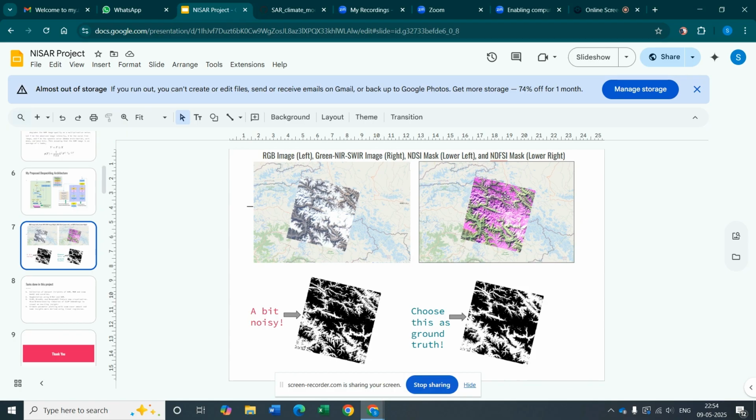And this is the green, NIR and SWIR image. Three bands are there in this image, and from this right side image, I could derive this NDSI and NDFSI masks using the green, NIR and SWIR bands using some formula of fractional difference. But my proposition is to use the NDFSI mask because it's more continuous, more smooth than the NDSI mask, which is a bit noisy.